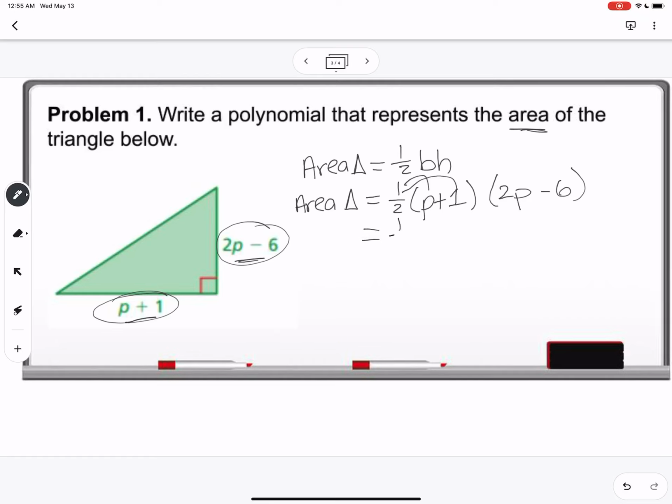1/2 times p is 1/2 p. 1/2 times 1 is positive 1/2. I bring down my parentheses and then I bring down my 2p minus 6. Now I set up my boxes. Of course, as usual, I draw a big box and inside I have a t, so I have 4 boxes.